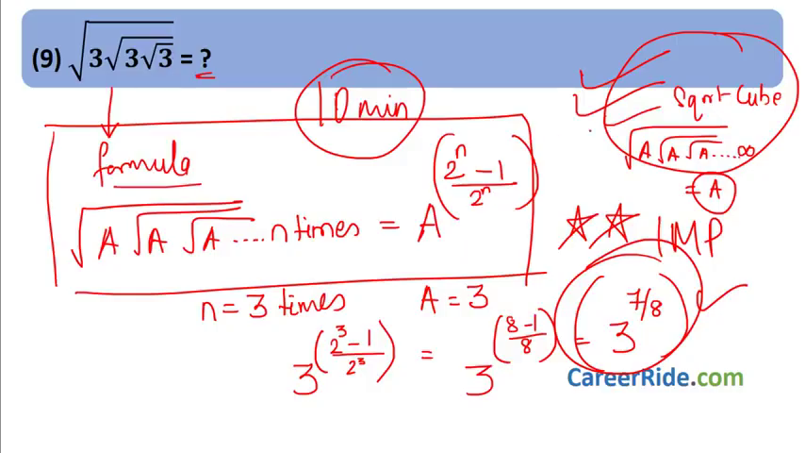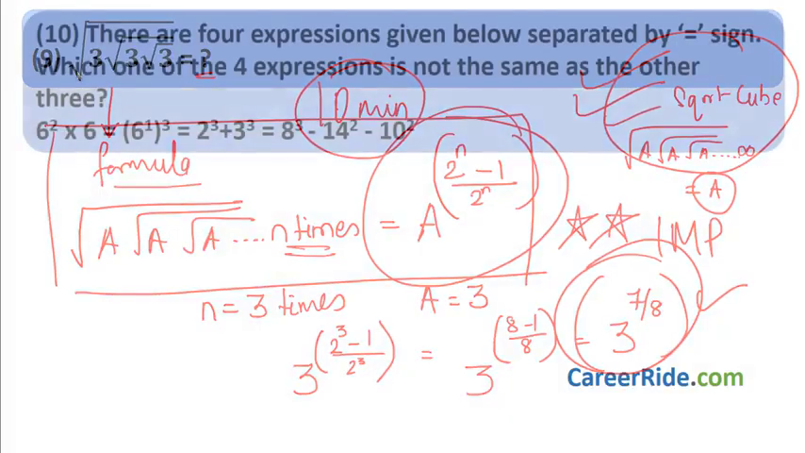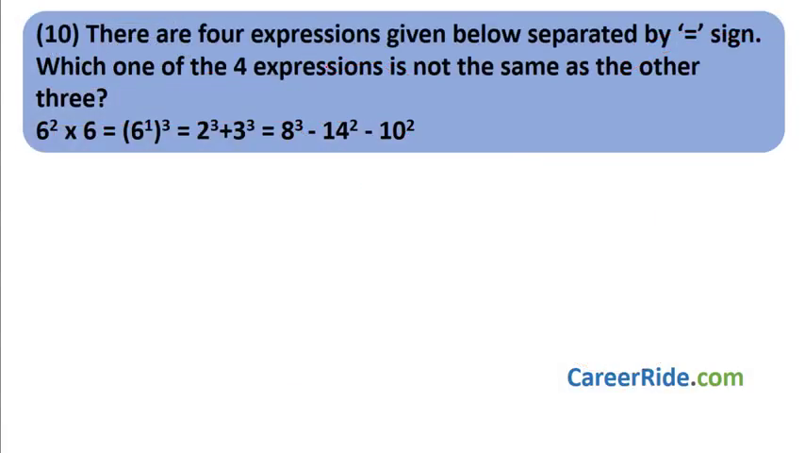Check. But over here it is not infinite, it is just n times. So n times the formula is a raised to 2 raised to n minus 1 upon 2 raised to n. Okay, remember the formula. Question number 10. There are 4 expressions given below separated by is equal to sign. Which one of the 4 expressions is not the same as the other 3?